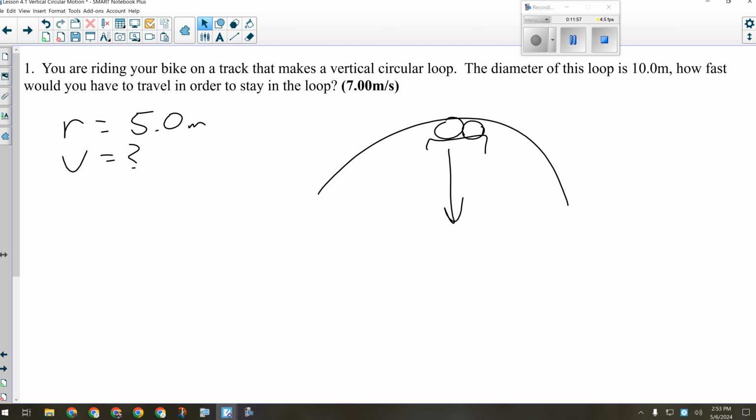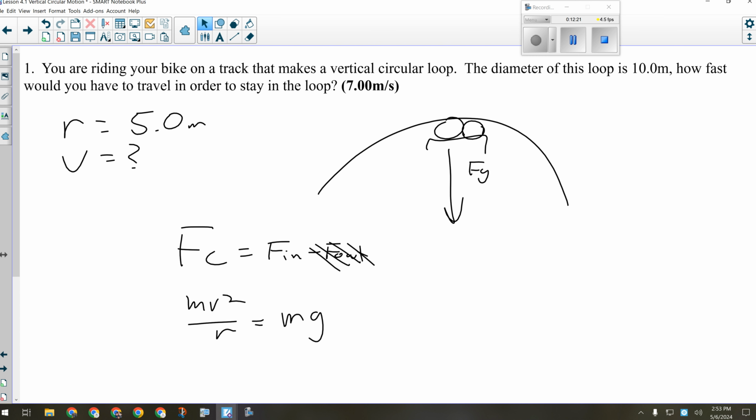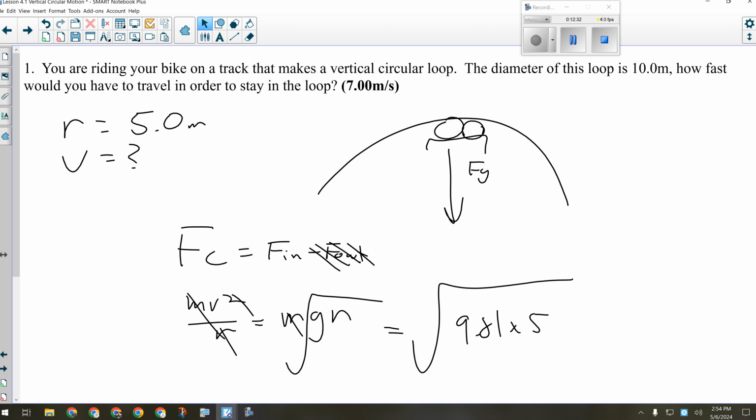And because we're going just fast enough to stay in the loop, we don't push on the track. Thus, Fc, which equals forces in minus forces out, has no forces out, and only one force in. So we got mv squared over r equals m times g. Multiply both sides by r, divide both sides by m, square root, so we got the square root of 9.81 times the radius, which was 5. That's going to give us a minimum speed of 7 meters per second.